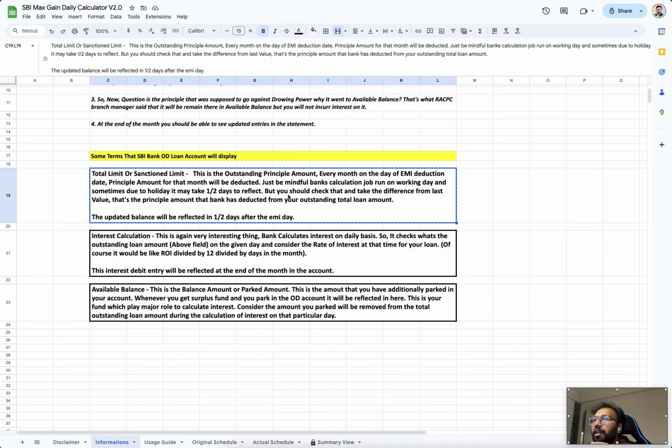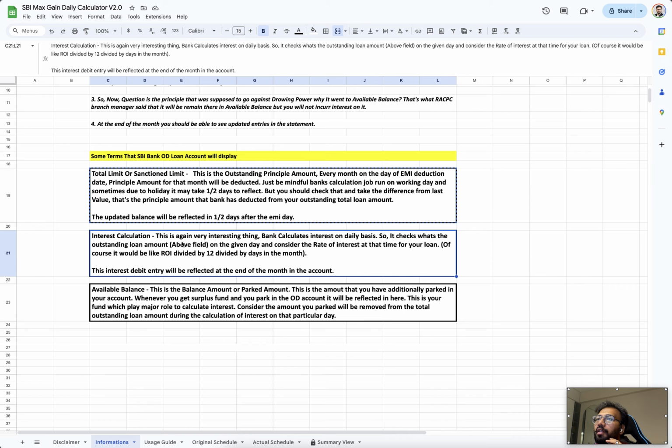So just in case you don't see the total limit or the sanction limit reduced on the very same day, it generally takes 1 or 2 days, and if there are holidays or something, it will take 2 or 3 more days. But it will do the calculation based on exactly the same date as your EMI date.